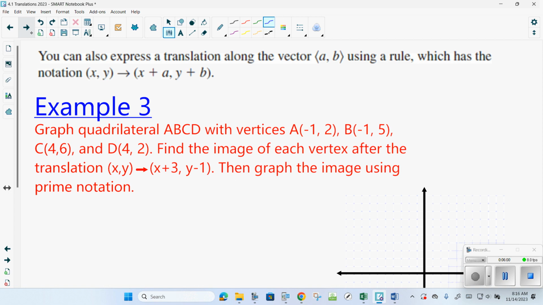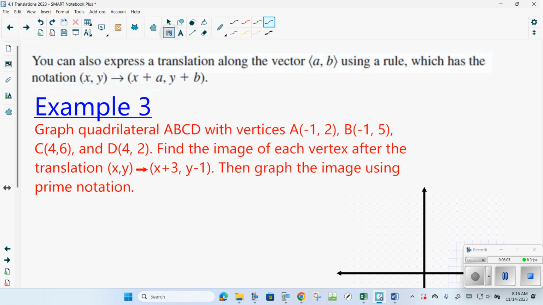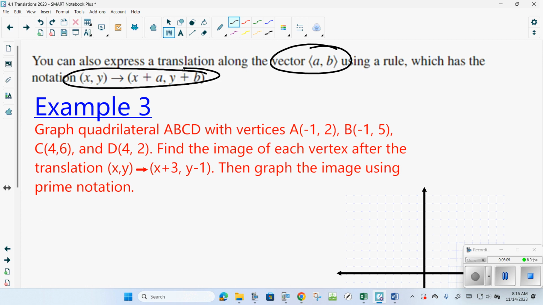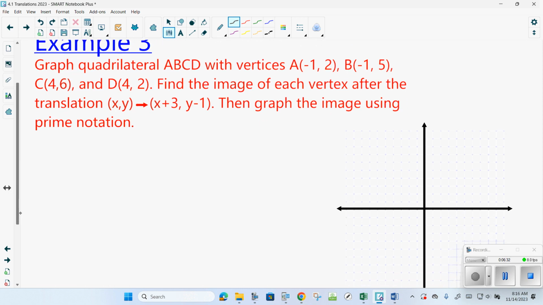You can also, instead of using vector form, use a different type of notation. This is saying the same thing. (x, y) goes to (x + a, y + b). So it's telling you how far you're moving x and how far you're moving y. So this is just another way of asking you to do the same thing. So here we go. Graph the quadrilateral ABCD. I'm going to move down here a little bit so I have some space. So A is (-1, 2). B is (-1, 5).